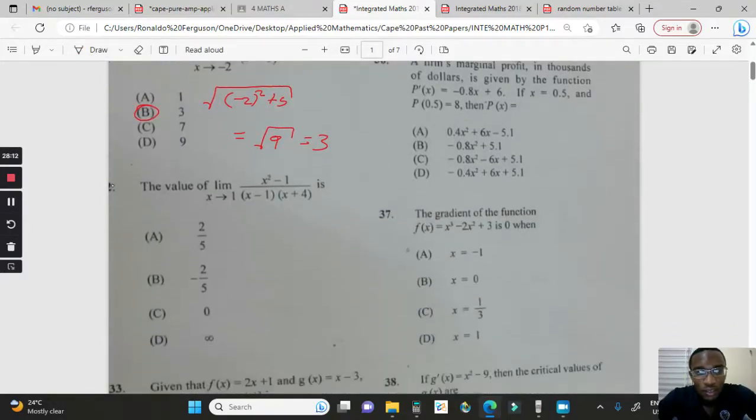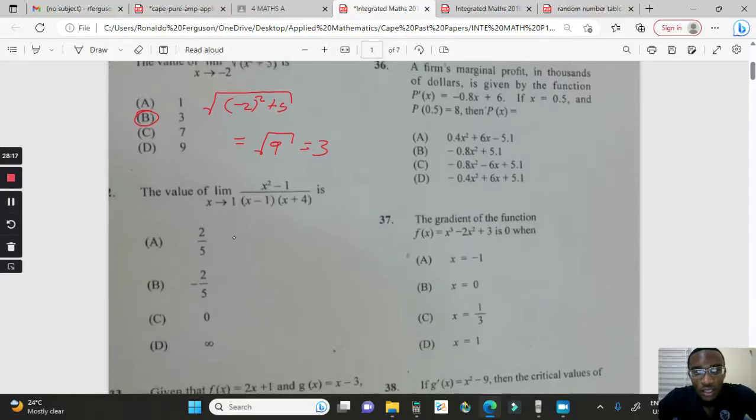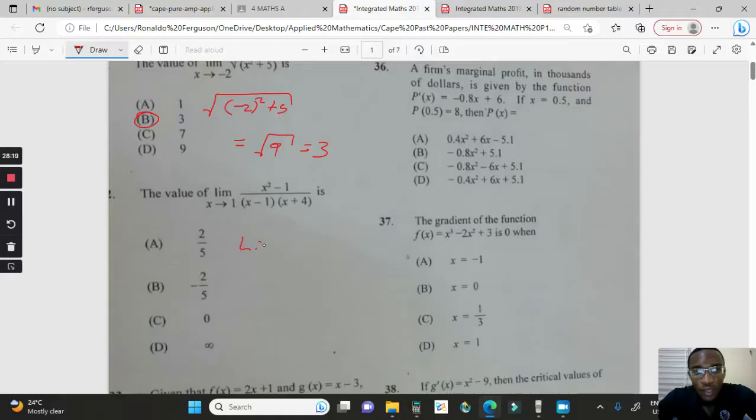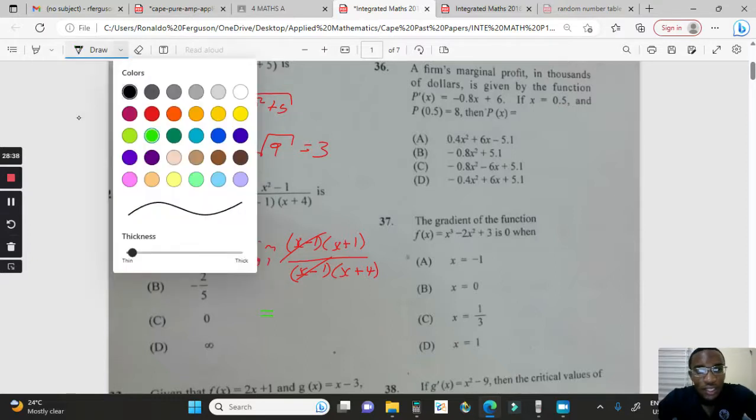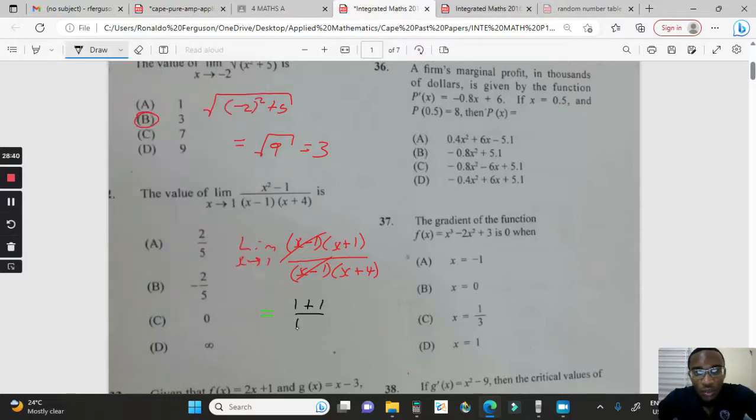Question 32. We can do it by factorization. So we work out the limit as x approaches 1 of x squared minus 1, which is x minus 1 times x plus 1, that's a difference of two squares, over x minus 1 times x plus 4. The x minus 1 cancels the x minus 1. So now we plug in 1 in the numerator and the denominator. We get 1 plus 1 over 1 plus 4. This is 2 over 5. Done.